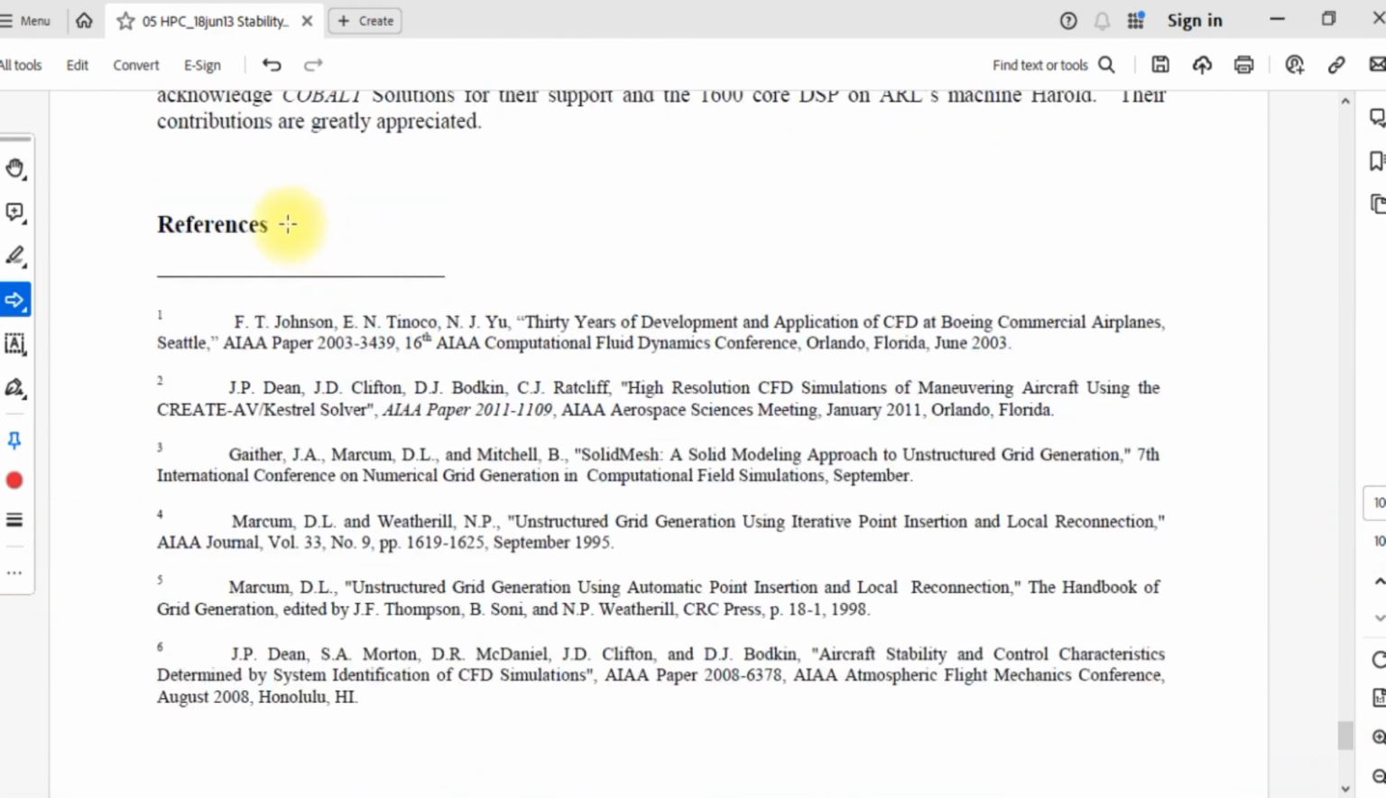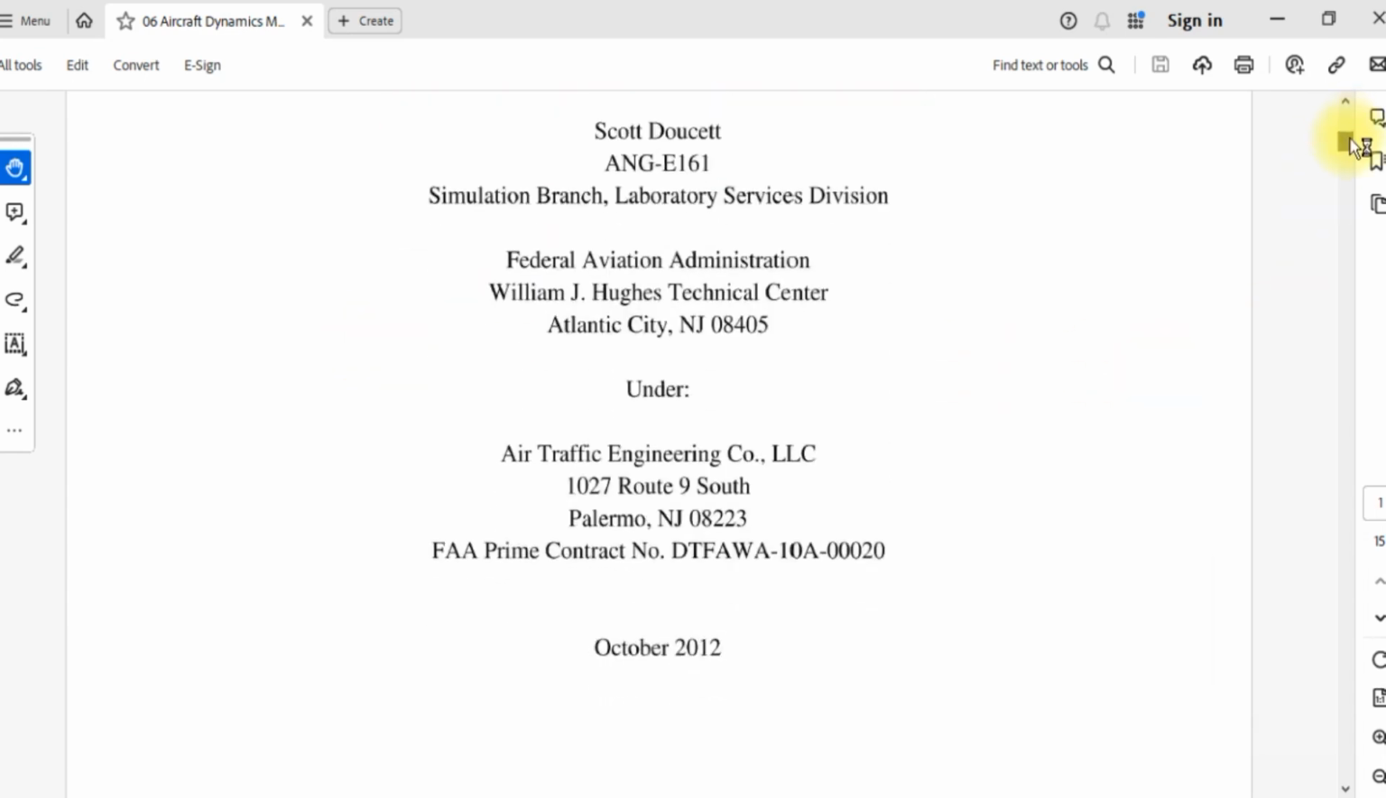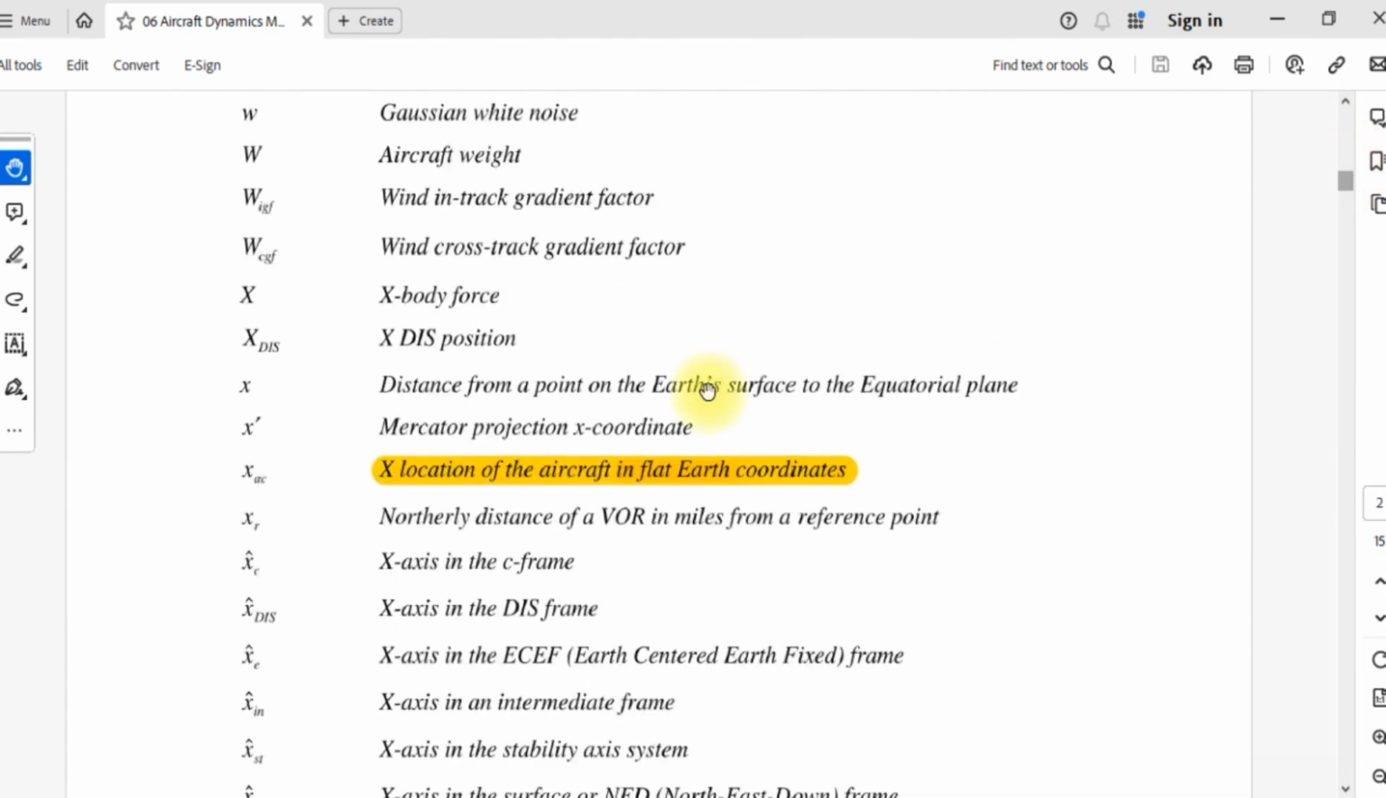And these are more documents that I should go over, because one leads to another. Another document here: the engineering analysis and design of the aircraft dynamics model for the FAA target generation facility. Let's take a look real quick. And there you have the location of the aircraft in flat Earth coordinates.